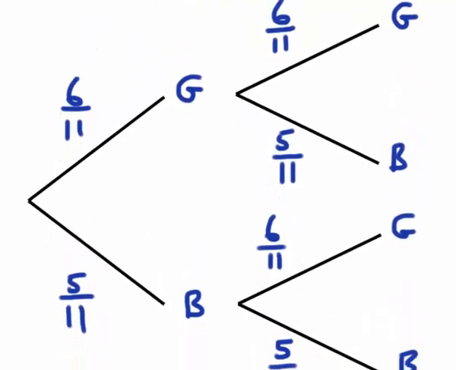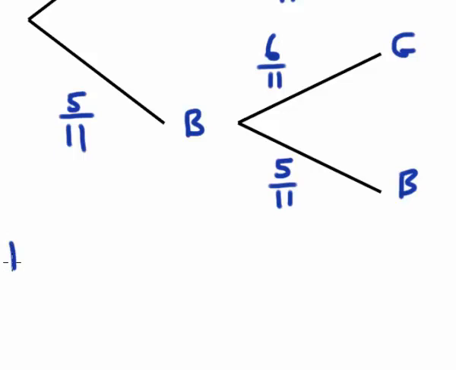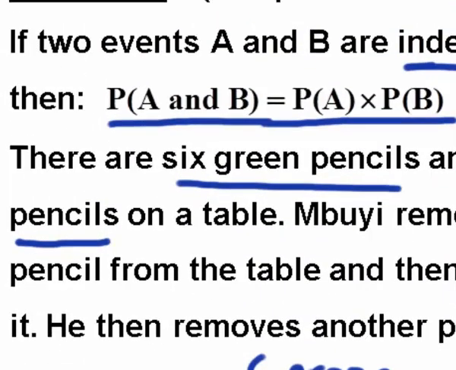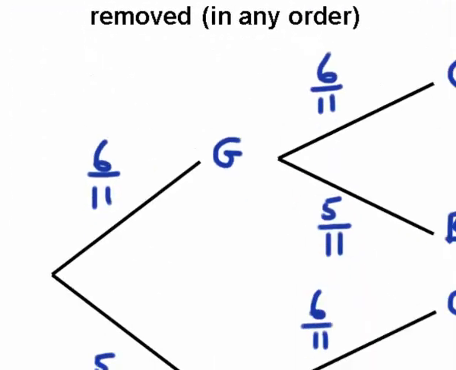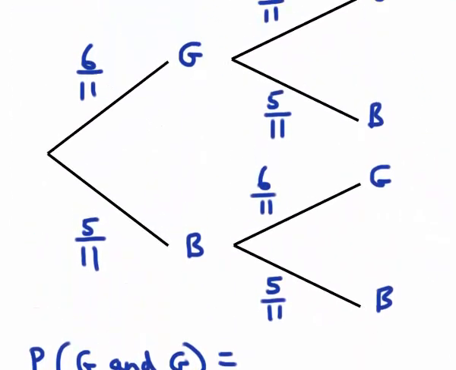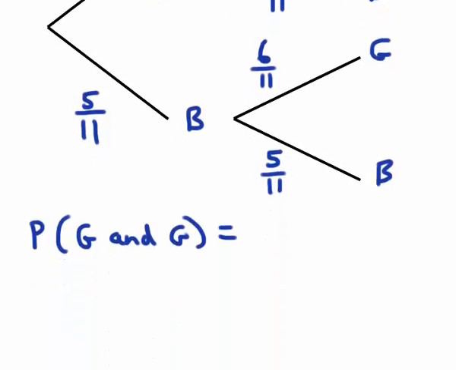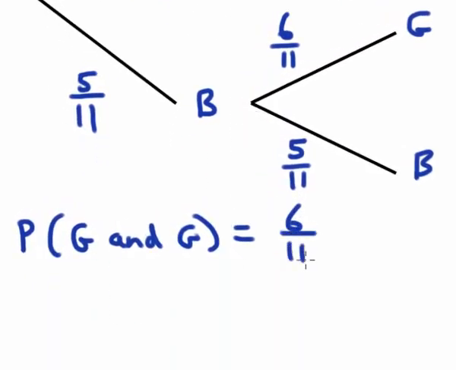What we could say is, what would be the probability of getting a green followed by a green? Okay, now we're going to use this whole rule up here. This rule of P(A and B) is P(A) times P(B). What it says is the probability of getting a green followed by a green would be 6/11 the first time round. The second time around is 6/11. So we multiply those. 6/11 multiplied by 6/11.